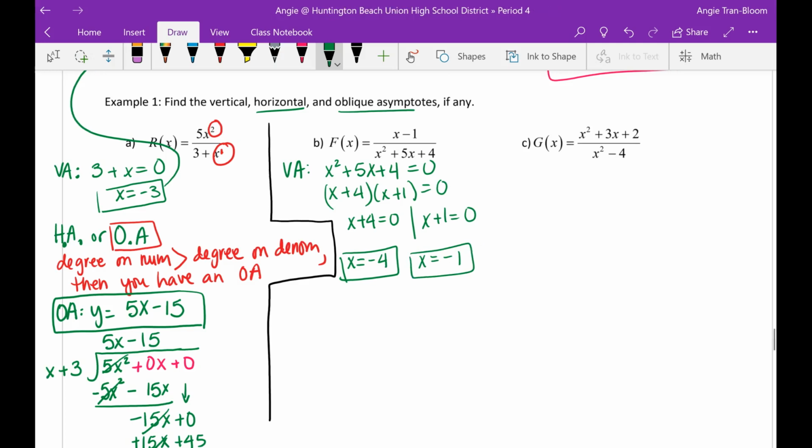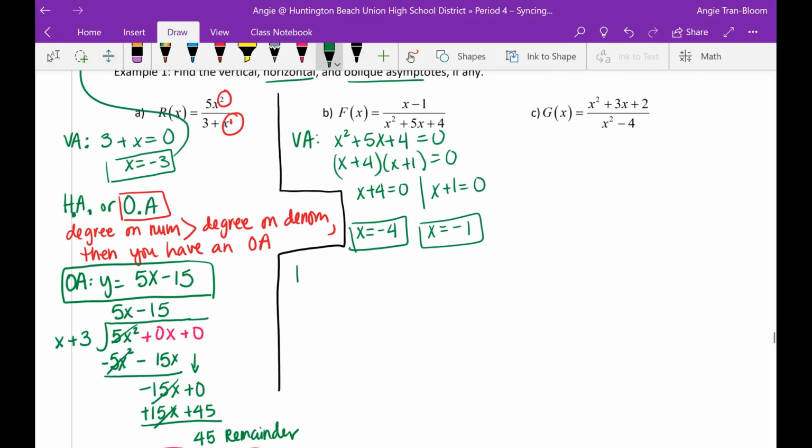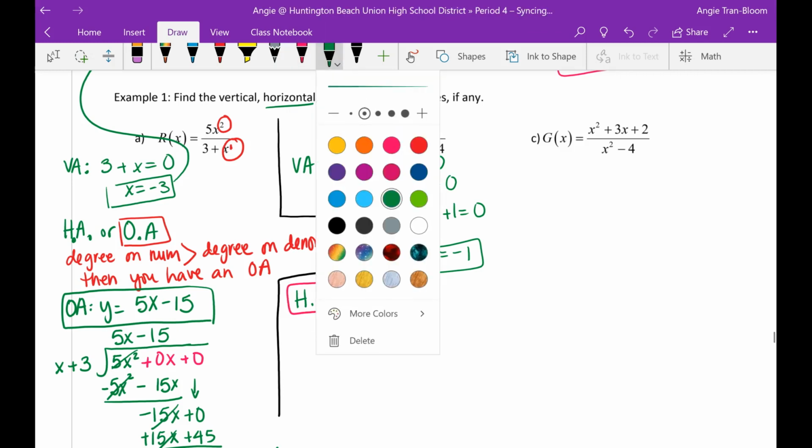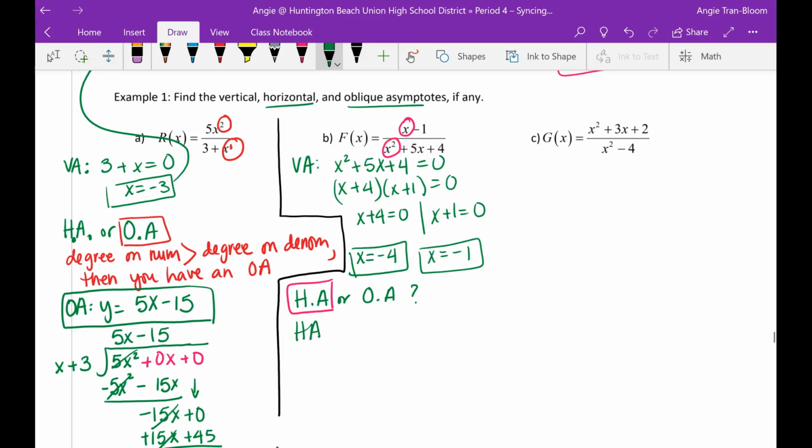Now, how do I determine whether I'm going to have an HA or an OA? You need to look at the degree. The degree on the top is 1, and the degree on the bottom is 2. So currently, the degree on top is not bigger than the degree on the bottom. So this is going to be an HA. And just like an OA, an HA is also an equation of a line, just easier. An HA is a lot easier to find.